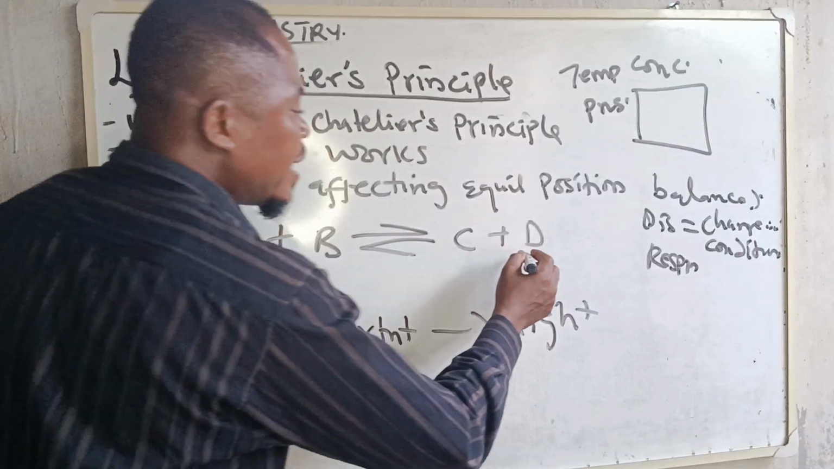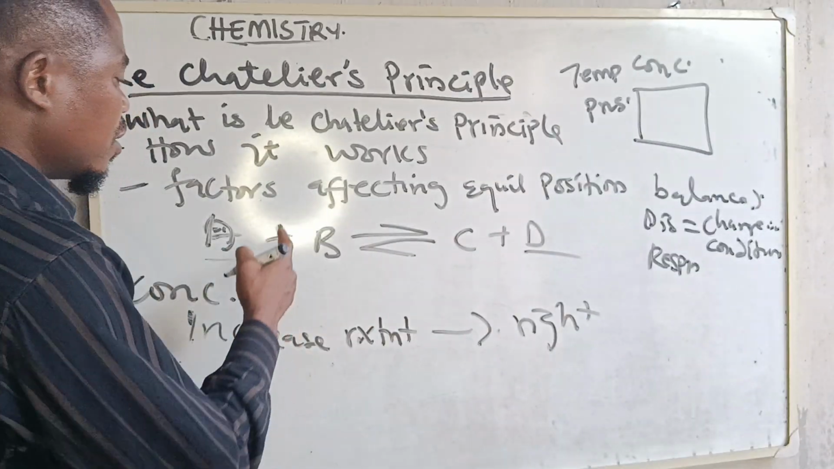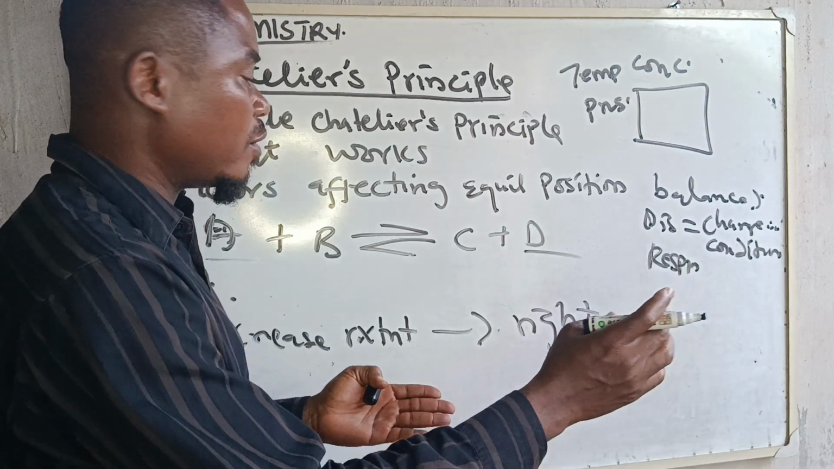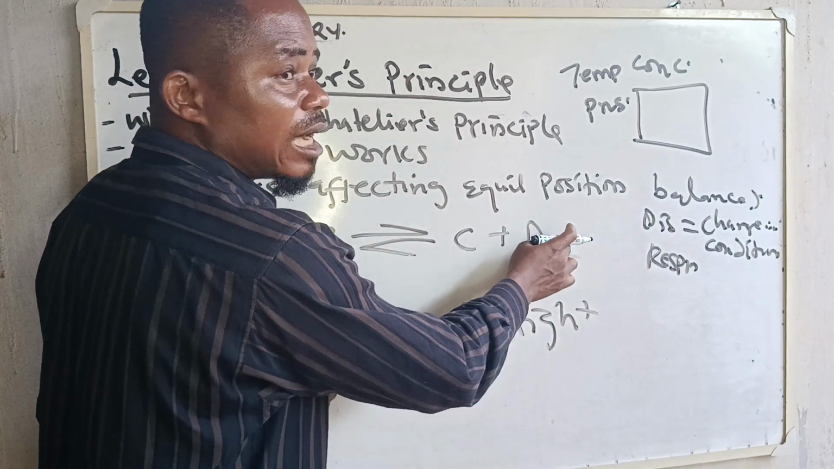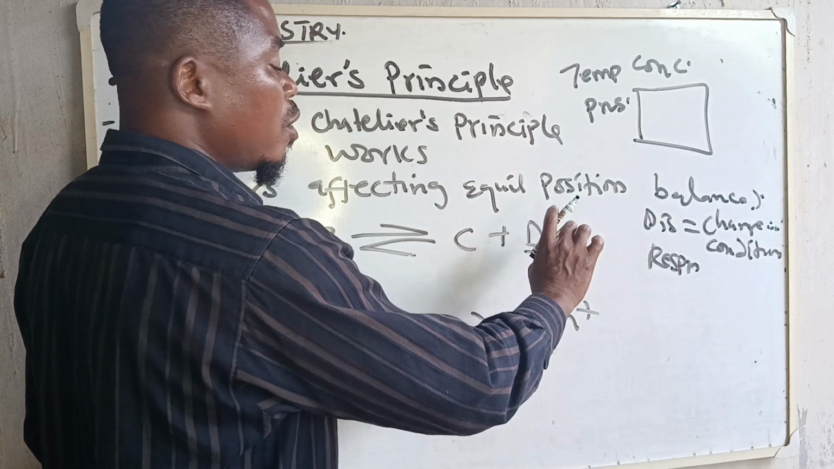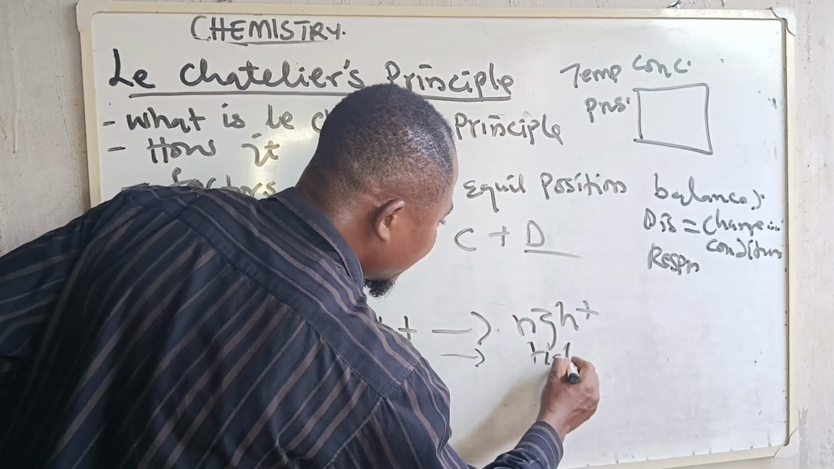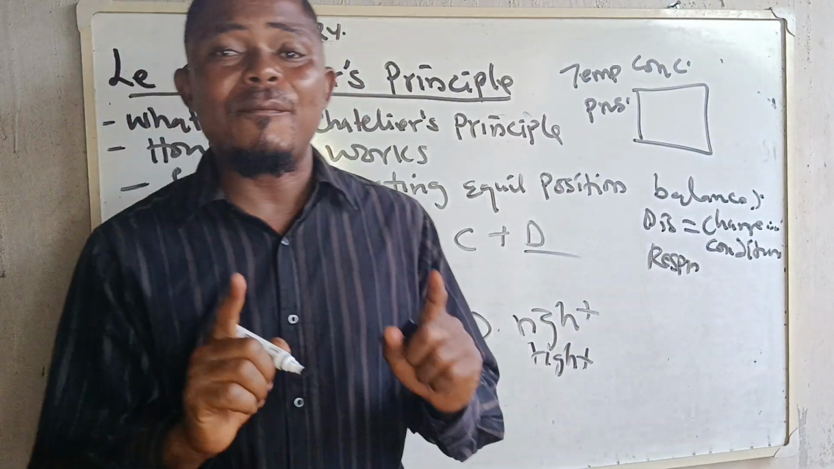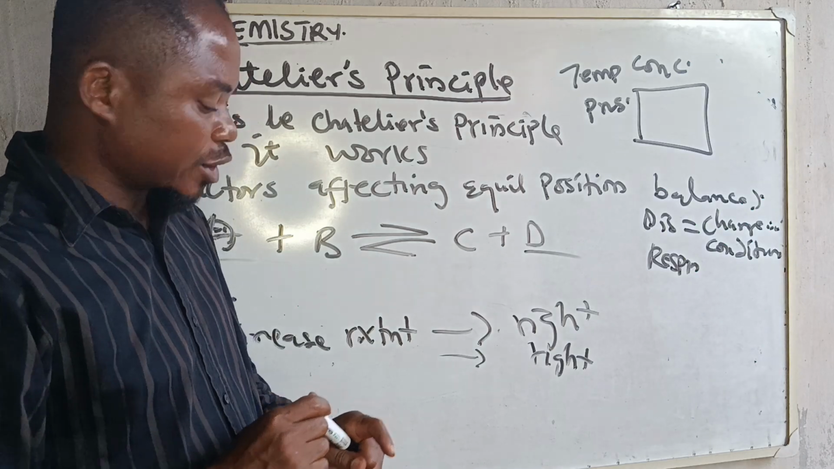Now another way is by removing the product. Let's say D. When you remove D from the system, you have altered the balance in the system. What will happen? More of A and B will combine so that D can be brought back to the system and the equilibrium will be there. So when you remove D, equilibrium will still shift to the right, and more product will be formed. Please follow this carefully because they are all applied in industries.